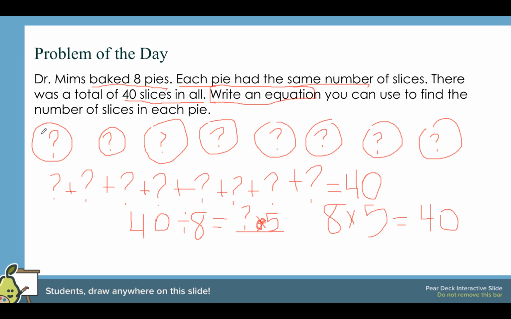So this pie has 5 slices. This pie has 5 slices. This pie has 5. This one has 5. Each pie has 5 slices because it says it has to have the same number. So as you can tell, it's the same number in each pie. Then I can check my answer by counting by 5s to make sure that will give me 40 slices in all. So this is 5, 10, 15, 20, 25, 30, 35, 40. So that means that this equation, 40 divided by 8 equals 5, is correct.